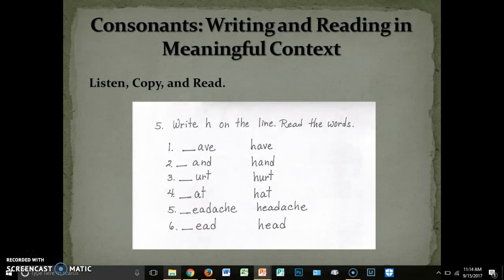Here's a reading and writing in meaningful context activity that Connie created simply with pen and paper. Write H on the line and read the words. Now we're putting H at the beginning of these words. We're going to focus on that H sound at the beginning of words. So have, hand, hurt, hat, headache, and head. And all of this vocabulary came out of the unit on health. So this was not vocabulary that she pulled out of the hat.